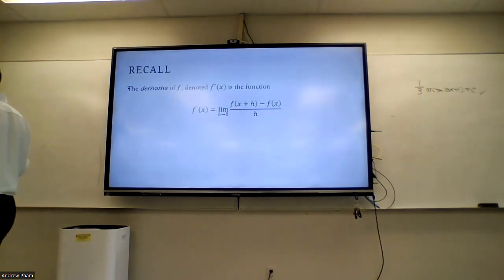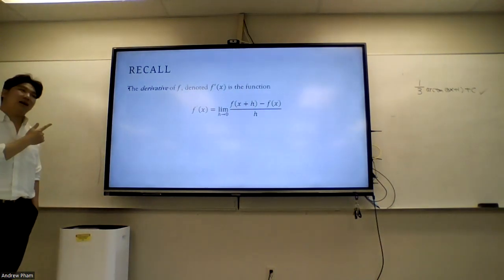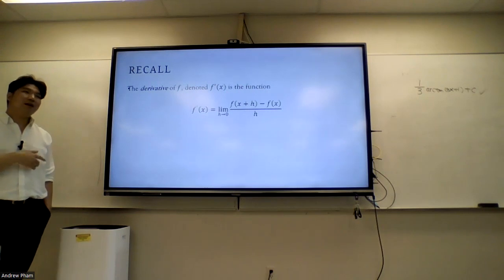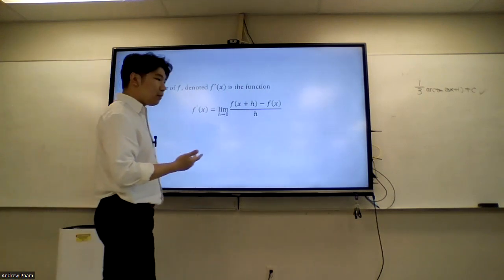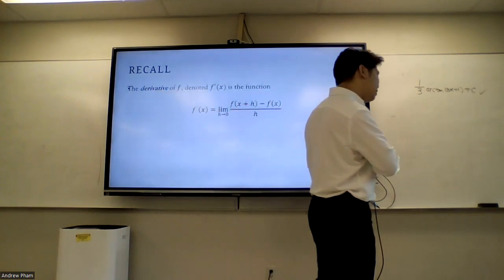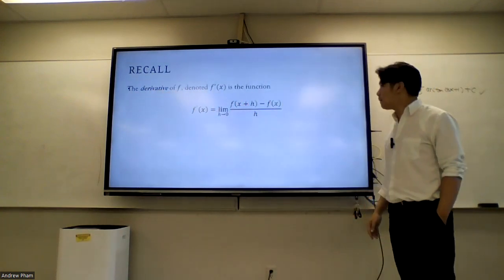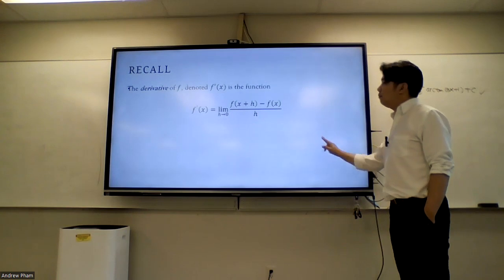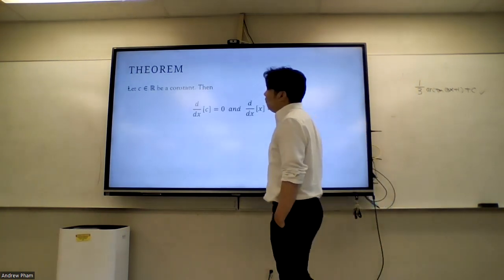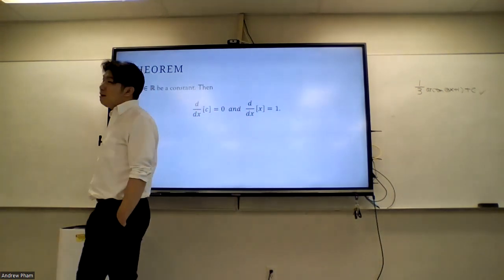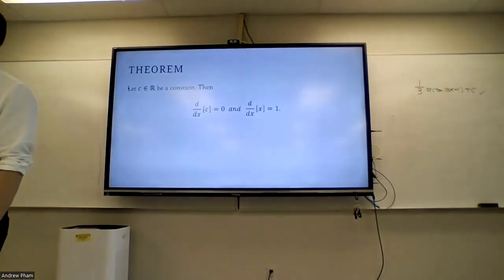And we're not really going to talk about this limit definition as much. We're not going to use it very often. We may use it to prove a couple of our theorems, but overall, we're not going to be focusing too much on it anymore. All right, so let's go ahead and talk about our first theorem. Let C be a real number constant. So whatever C is, it's a fixed real number.